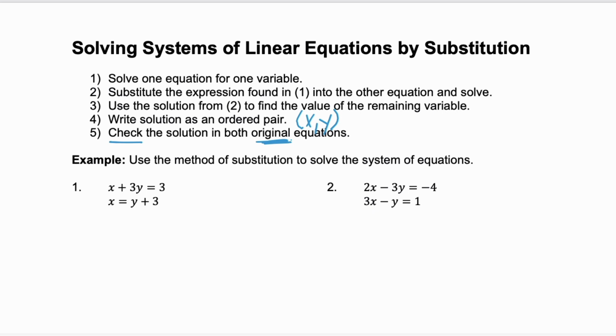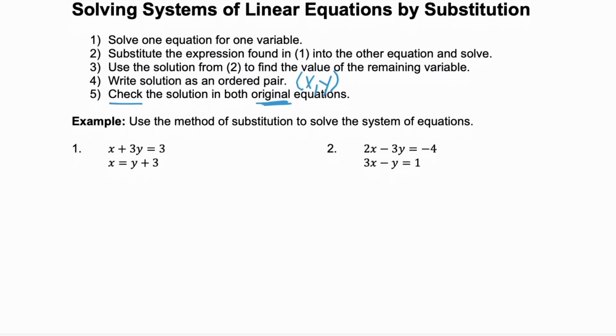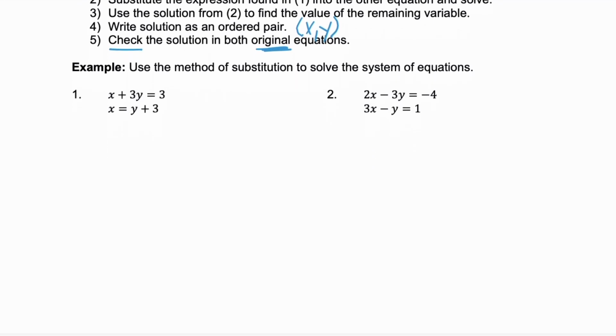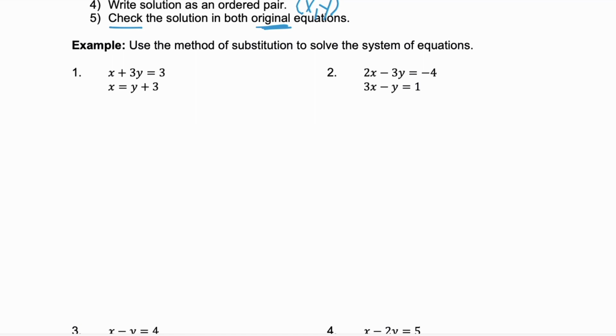So let's look at the first example. Here we have the two equations, x plus 3y equals 3 and x equals y plus 3. Notice that that second equation is already solved for x. It's an x equals. So we know that x is y plus 3, so we can substitute this into the first equation for x. So our first equation is x plus 3y equals 3.